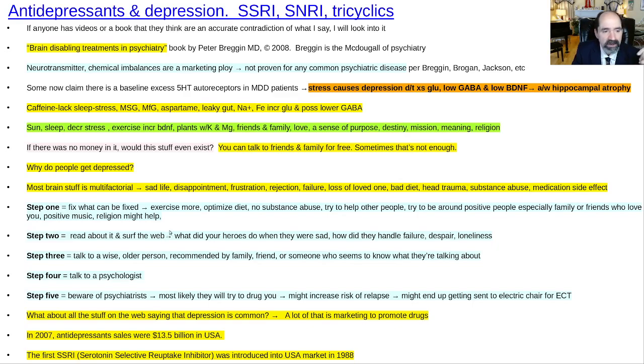So step one, fix what you can fix on your own like we were just talking about. Get to the people who you think might help you. And just try to make all the little things in your life positive. Each one might not do that much by itself, but they add up: the positive music, whatever it is, your hobby, your religion, your guide, your mentor, your role model. See if they can help you.